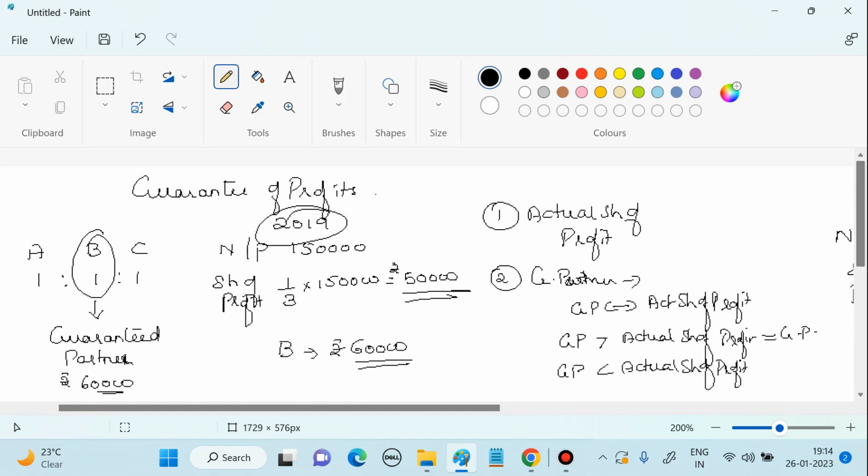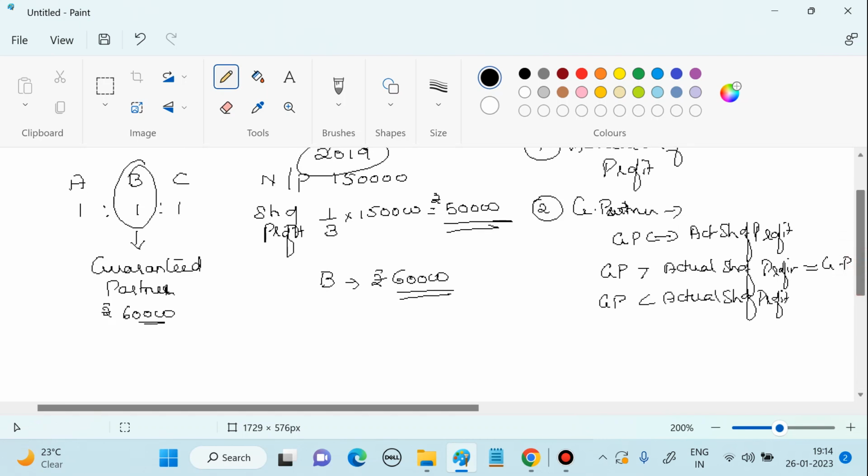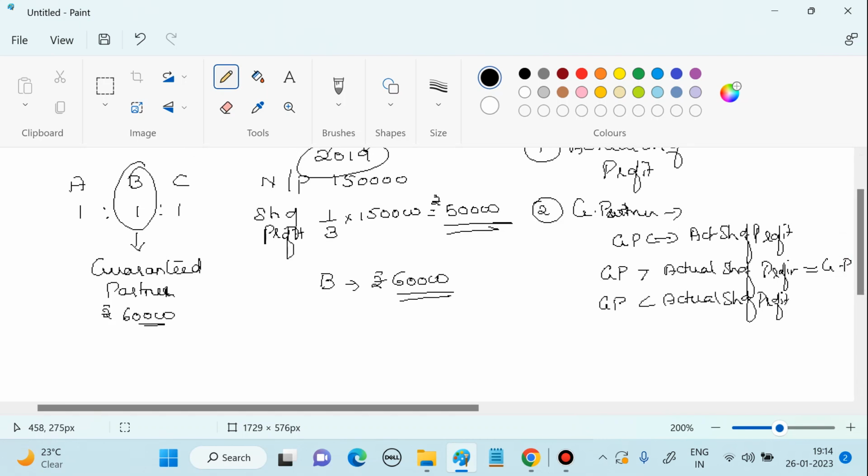Now, coming back to this. Once you know that the partner was guaranteed profit and now the situation is such that his actual profit is lesser, then he has to be given the guaranteed profit. Who will give the guaranteed profit? From where will that guaranteed profit come? It depends upon the agreement amongst the partners. They might say, in one case, that A has guaranteed.